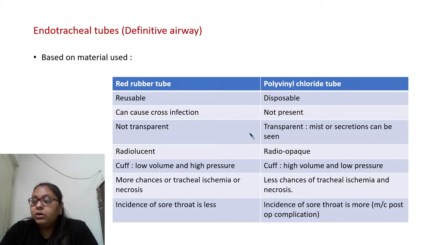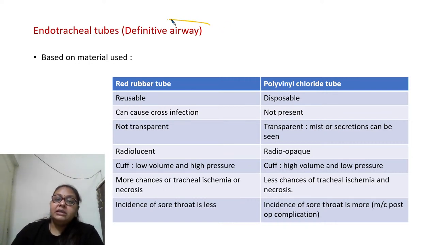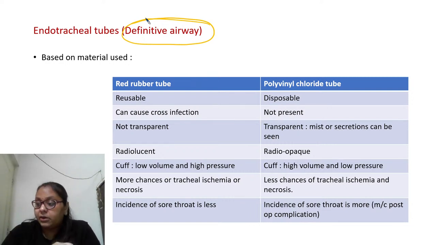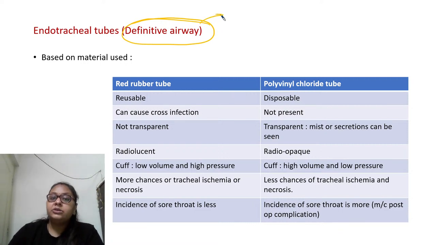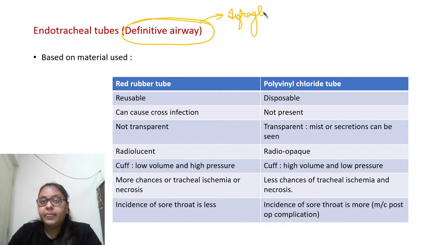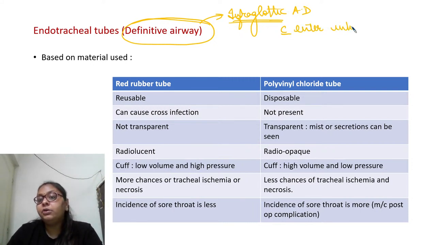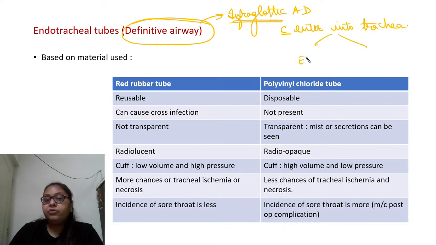Okay, now what are definitive airways? Which is entering into the trachea. Okay, so the definitive airway devices are infraglottic. Remember, this is the question which is asked. What are the definitive airway devices? These are infraglottic airway devices which enter into trachea. Okay, so these are endotracheal tube and the tracheostomy tube.